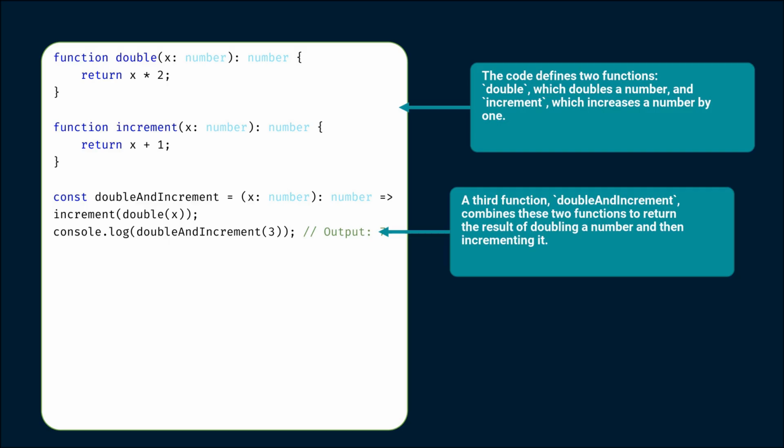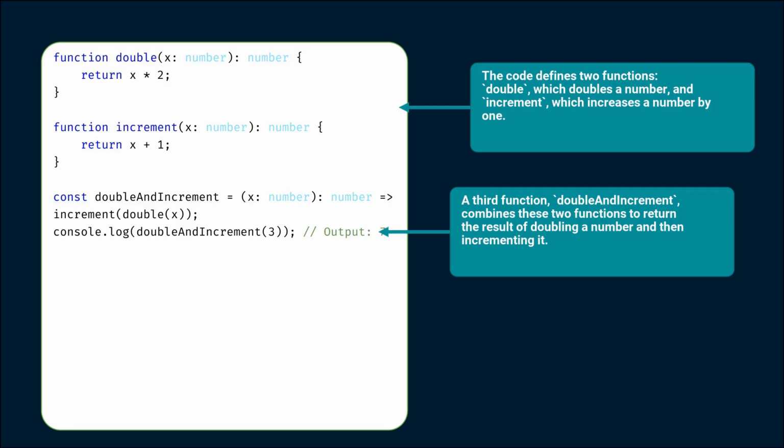Next, we create a new function called double and increment using an arrow function. This function takes a number as an argument and employs function composition by first passing that number to the double function and then feeding the result into the increment function. This showcases the power of combining smaller functions into one cohesive operation.